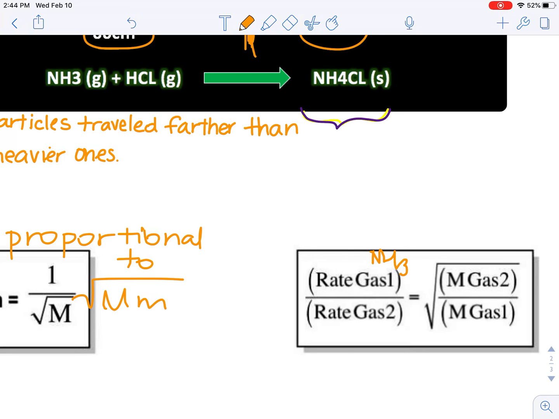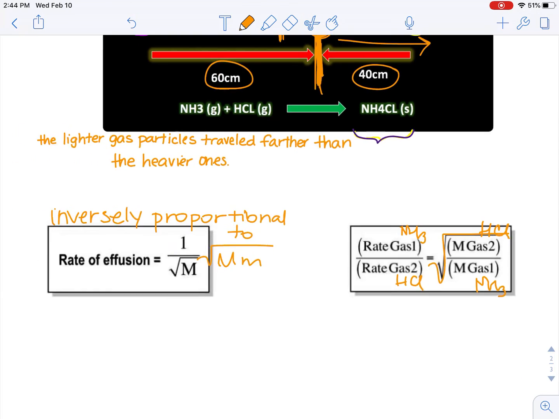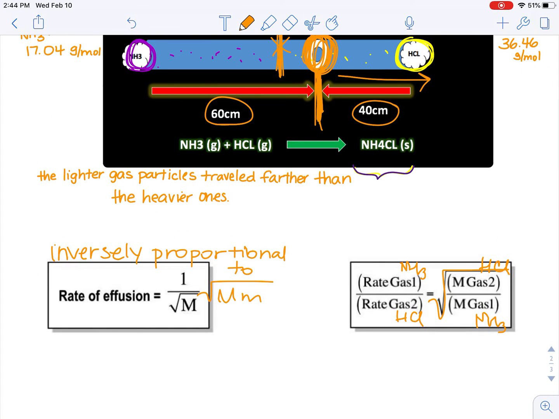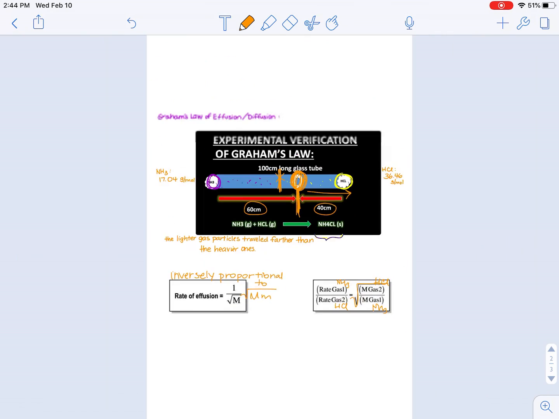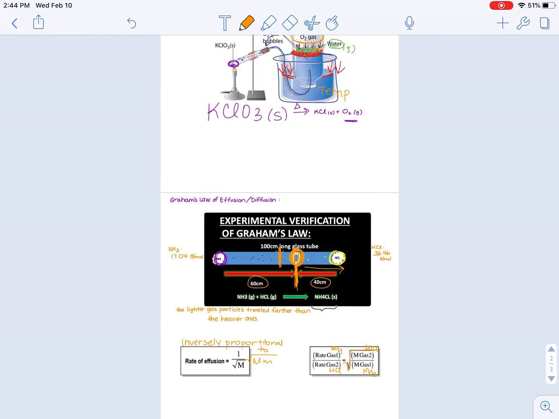So if I wanted to compare the rate of gas 1, which would be NH3, compared to gas 2, which would be HCl, I'd have to take the square root of the molar mass of the gas HCl divided by the molar mass of the gas NH3. And that's going to give me the rate of effusion, how many times faster or slower that molecule will move.